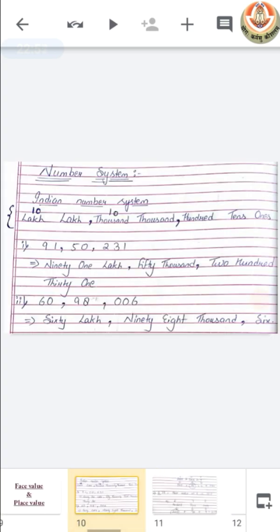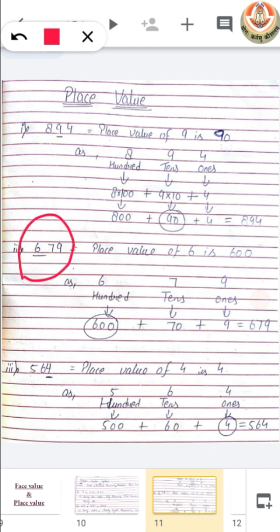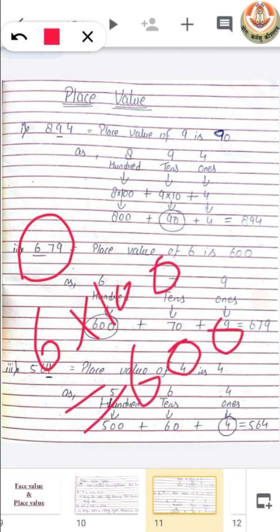Then place value and face value. Place value means in which place that number comes, we have to multiply that digit with that place. Means if 6 comes in the 100 place, we have to multiply 6 with 100 and we get the place value of 6, which is 600.